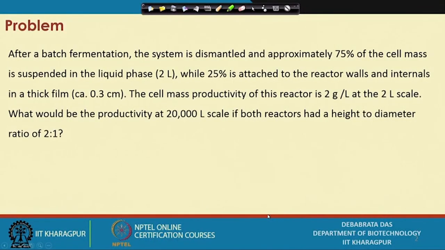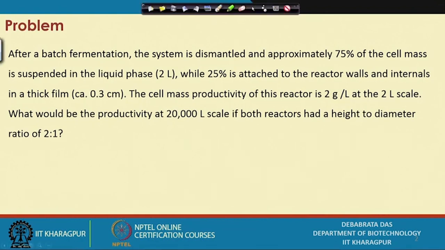Now, in this particular lecture, I want to discuss two different problems of this scaling up of the bioprocess, and at the end, I want to discuss the scale down of the bioprocess. Now, first, let me start with this problem.